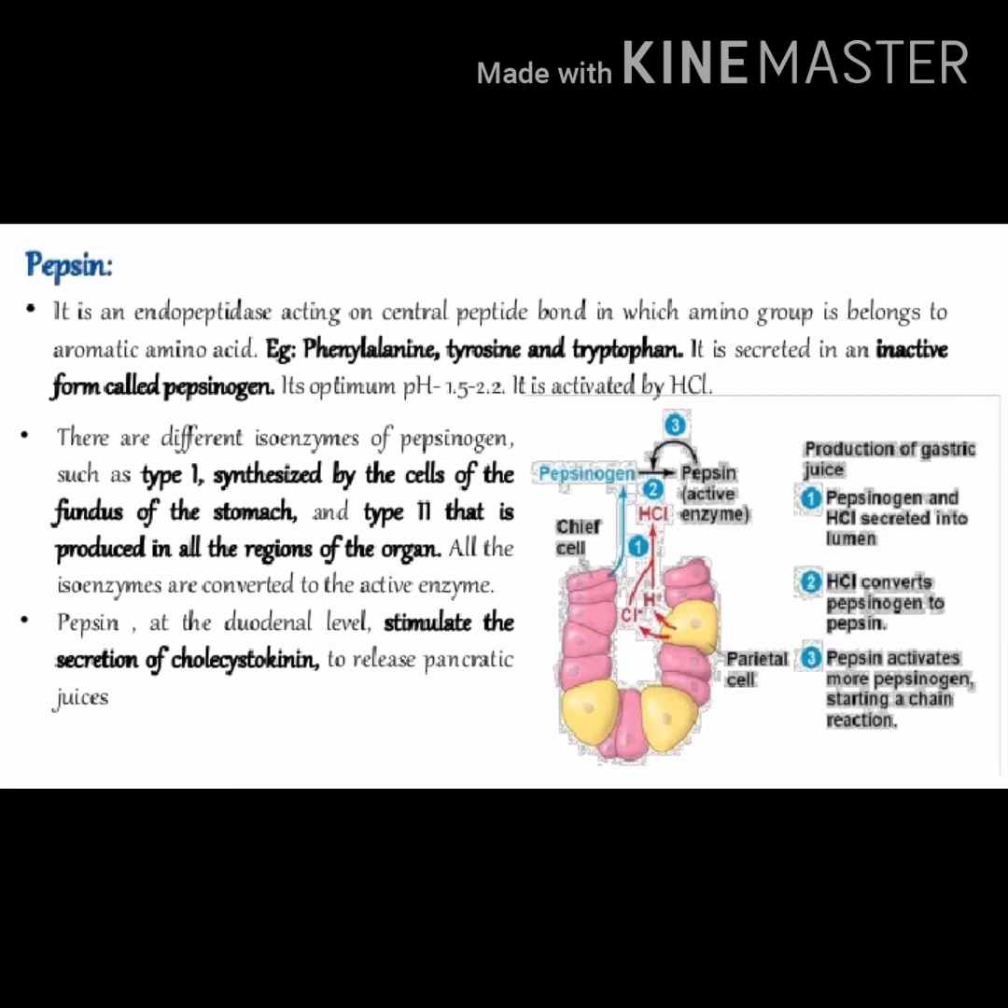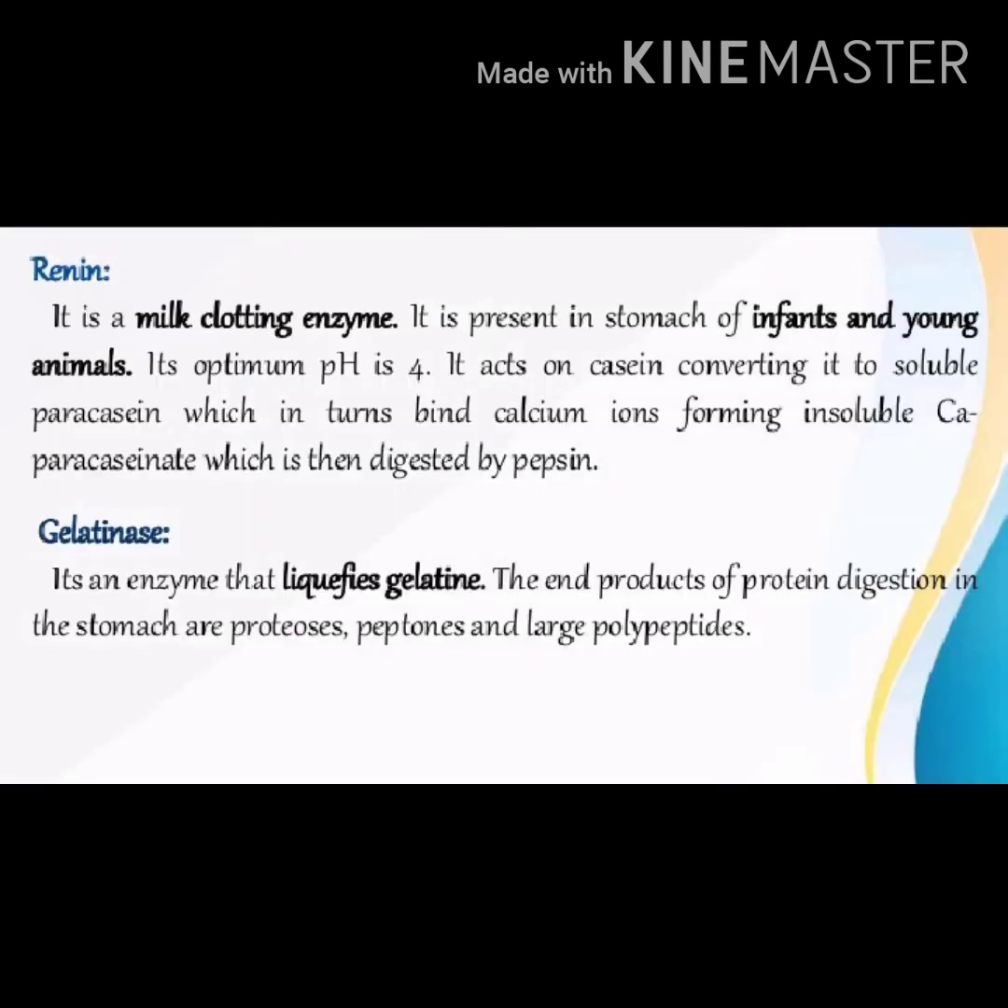Pepsin at the duodenal level stimulates the secretion of cholecystokinin to increase the pancreatic juice. Next are renin and gelatinase. Renin is the milk-clotting enzyme. It is present in the stomach of infants and young animals. Its optimum pH is 4. It acts on casein, converting it into soluble paracasein, which in turn binds with calcium ions, forming an insoluble calcium paracaseinate, which is then digested by pepsin.